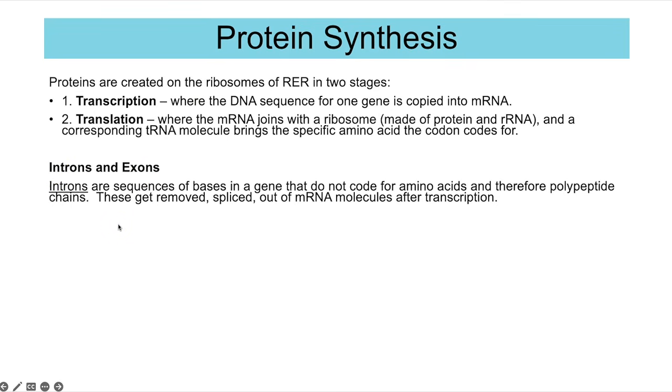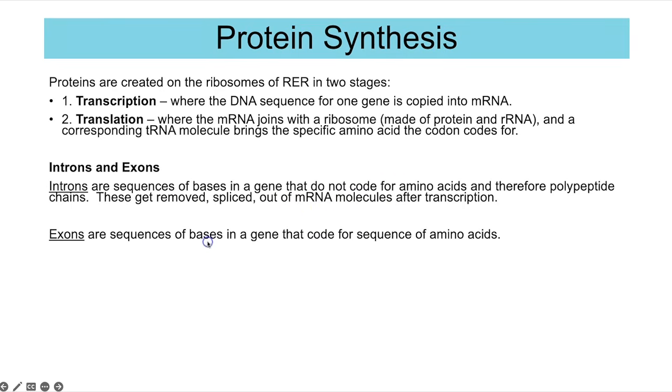So introns are sequences of bases on the DNA, so in a gene in particular, that do not code for amino acids and therefore the polypeptide chain. So these introns have to be cut out or removed, or spliced is a technical term, out of the mRNA once the copy of the gene has been made. So mRNA is made and then the introns are spliced out. That then just leaves the exons behind, and exons are sequences of bases in the gene that code for sequences of amino acids. So that's the coding section that's needed to code for the polypeptide chain.